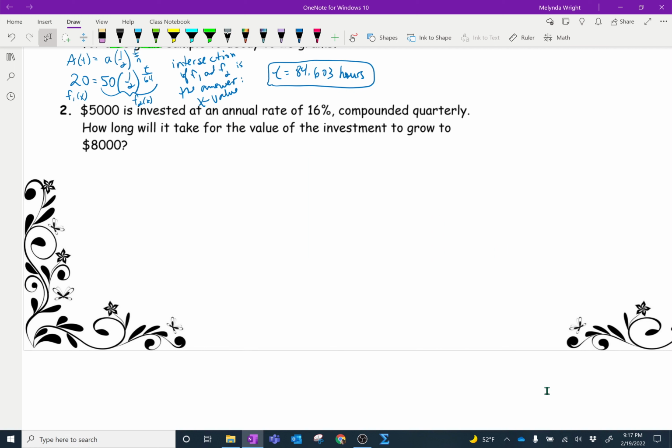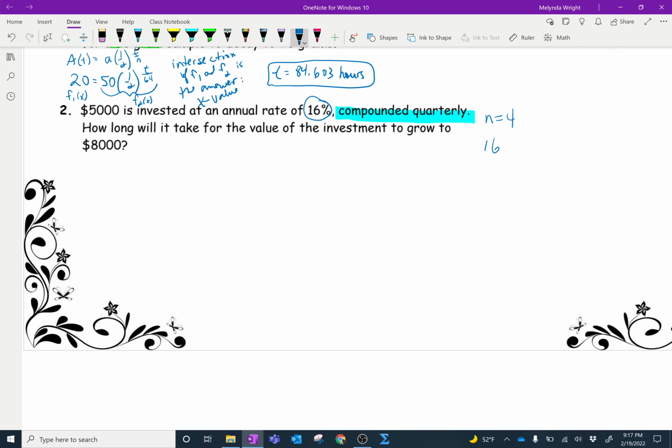All right, let's take a look at this problem. We have $5,000 invested at an annual rate of 16% compounded quarterly. Okay, this right here, compounded quarterly, tells us which formula to use. And quarterly, how many times a year would quarterly be? Quarterly would be an n equals 4. Okay. Our rate is 16%.